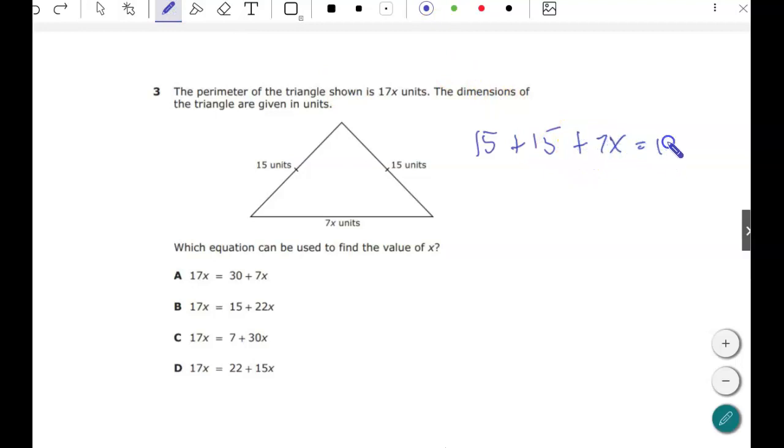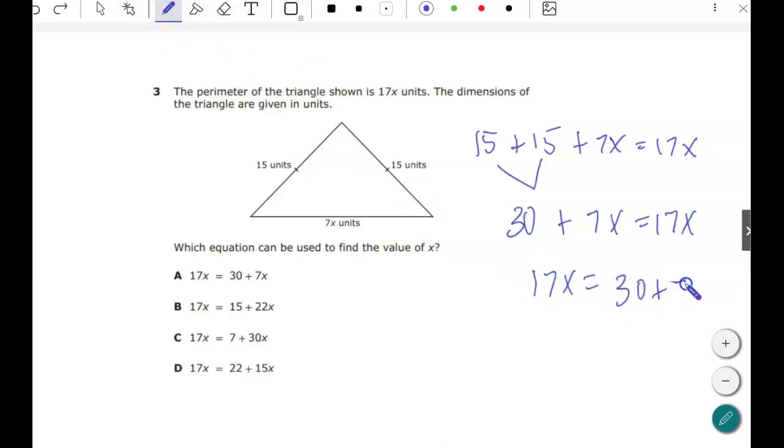is equal to 17x. You can combine these two and simplify that. It's 30 plus 7x is equal to 17x. Now, if you look at our answer choices, these are just switched around. So you can rewrite that as 17x is equal to 30 plus 7x. And the answer is A.